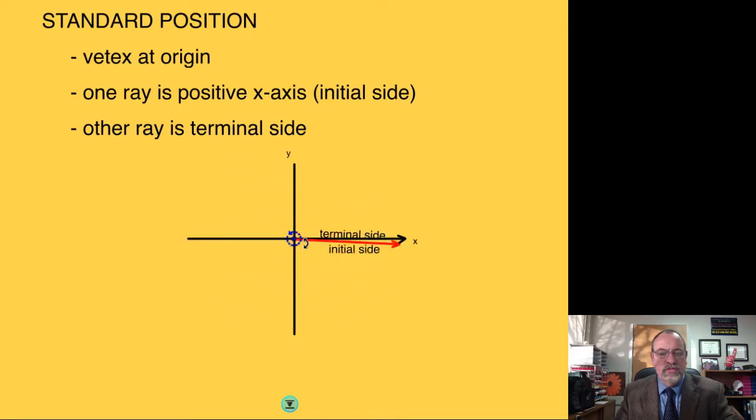Okay, so this is an angle in standard position. Now the angle that we're interested in is this central angle. This is the angle that we'll always be interested in.